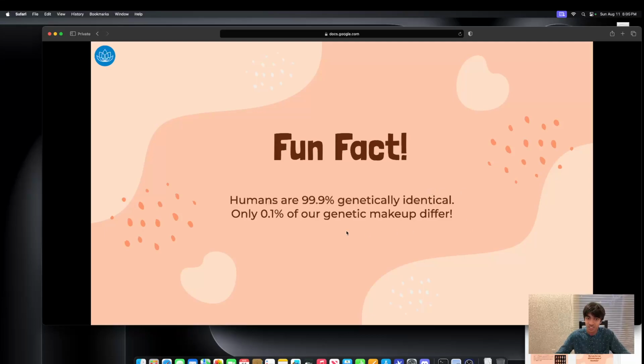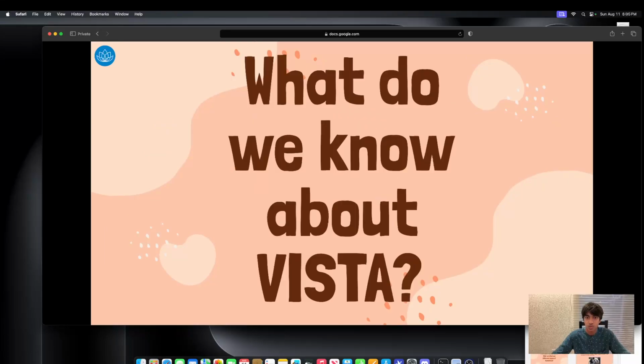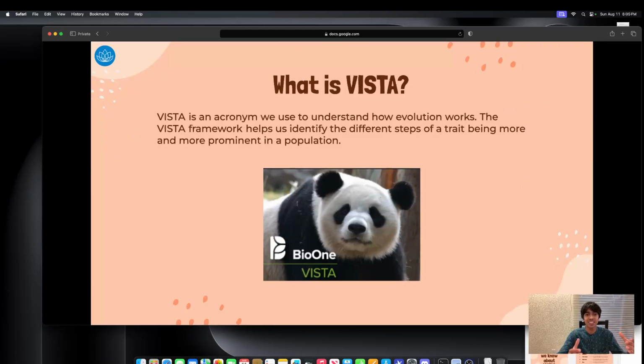So that's why, since we came from common ancestors, we are identical, right? So what do we know about VISTA? Let's move on. So what is VISTA? VISTA is an acronym that we use to understand how evolution works.